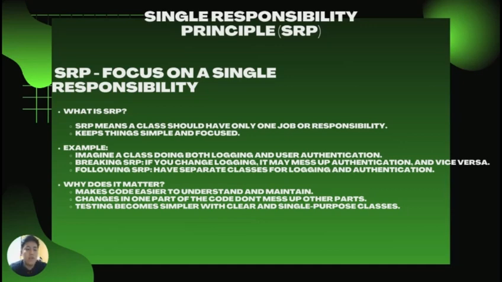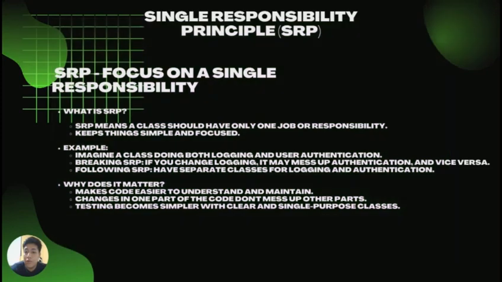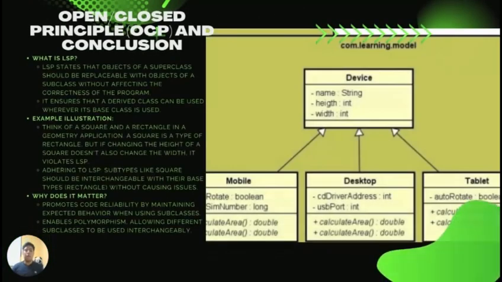Why does it matter? It makes code easy to understand and maintain. Changes in one part of the code don't mess up other parts. Testing becomes simpler with clear and single-purpose classes. Open-closed principle (OCP) and conclusion.